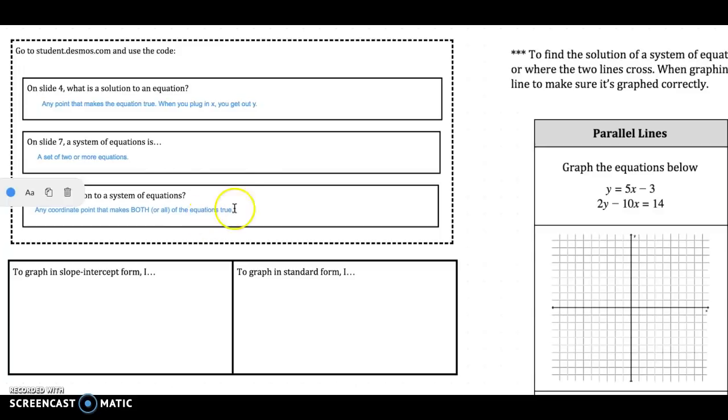So today we're going to be talking about how to find that point, a point that makes them both true, using graphing, which is something that we have done before. And so we want to remind ourselves how to graph both of our methods.